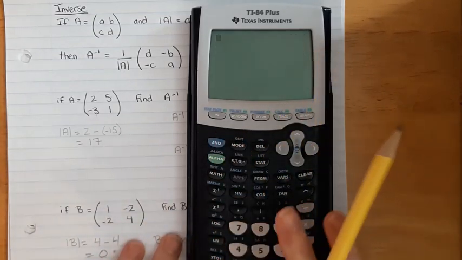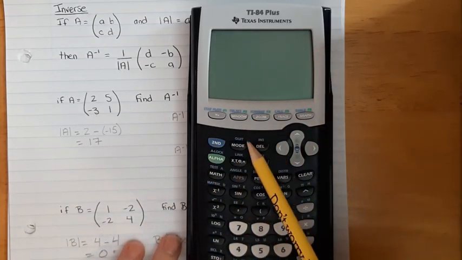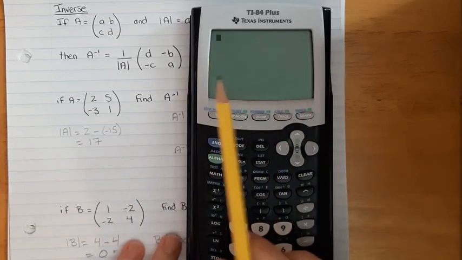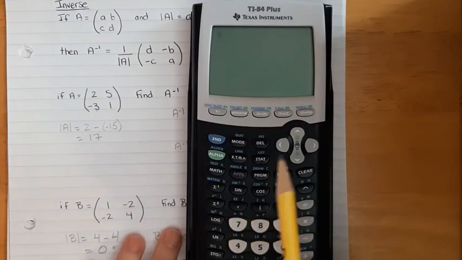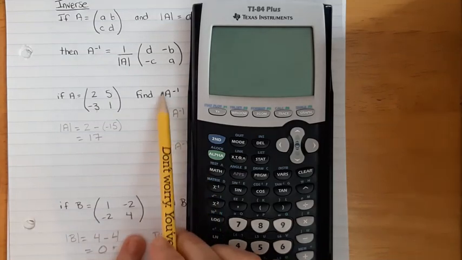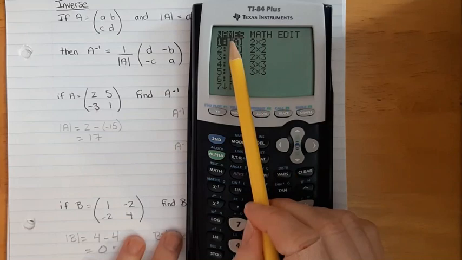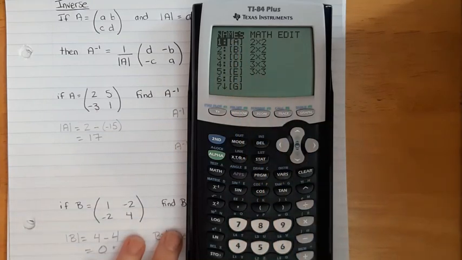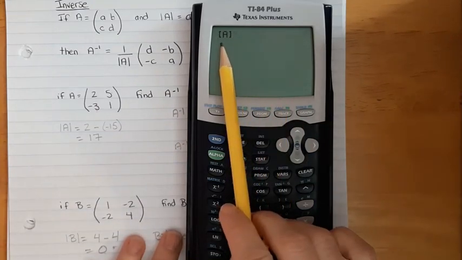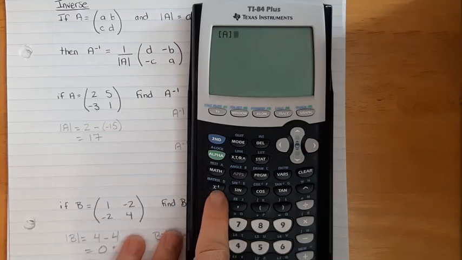So I'm going to get completely out of that by doing second mode to get that quit option, so I get back to the main screen. And then what I want to do is recall that matrix A. So go back into my matrix menu, and now I want to use this list of names. I want matrix A, and then I've got this x to the power of -1. That's what I want to use.